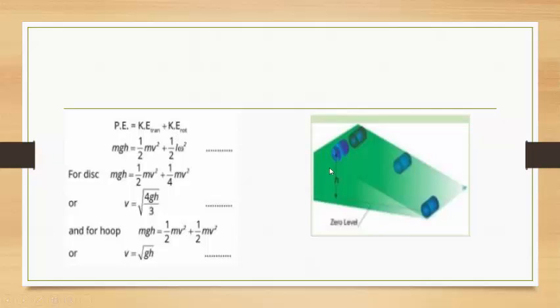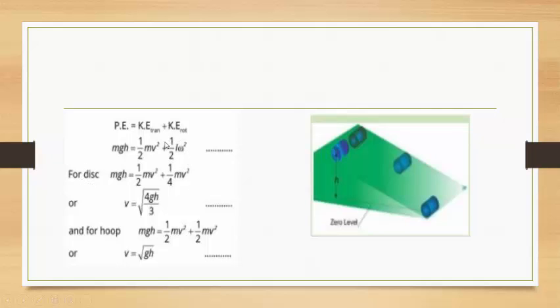We have two independent motions here. One is moving downward while the other is along their axis of rotation. So since we have two motions, we will have two types of kinetic energy. One will be translational or linear, and the other will be rotational. Here we insert the values of potential energy, which is mgh, kinetic energy translational equal to half mv square, and kinetic energy rotational equal to half I omega square.